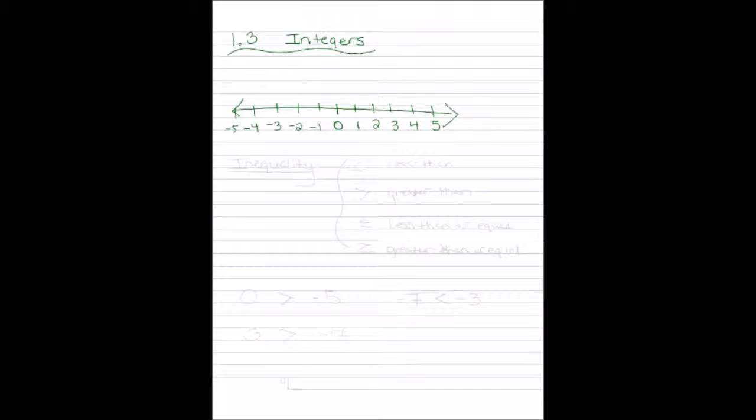For the sake of 1.3, in the rest of chapter 1, we're only going to be talking about the integers, that is whole numbers, and the negative whole numbers. So we won't talk about fractions or anything like that, but any real number can be placed on the number line.